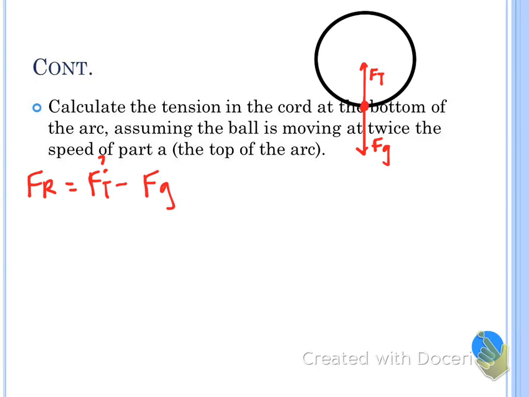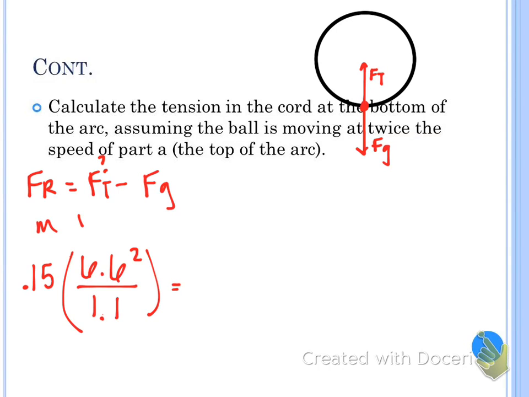And I know this time my velocity is equal to what? Twice 3.3, so 3.3 times 2. Okay, it depends on where you round it, that's fine. 6.56, 6.6, that doesn't really make a difference. Right, that is mv squared over r. That comes from that substitution. I'm solving for tension, and I know that Fg is mass times 9.8, which is 1.47.